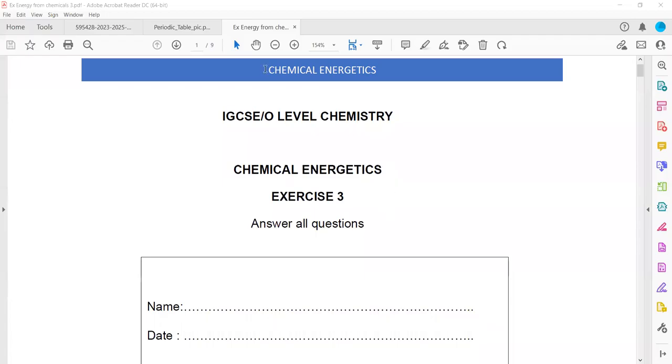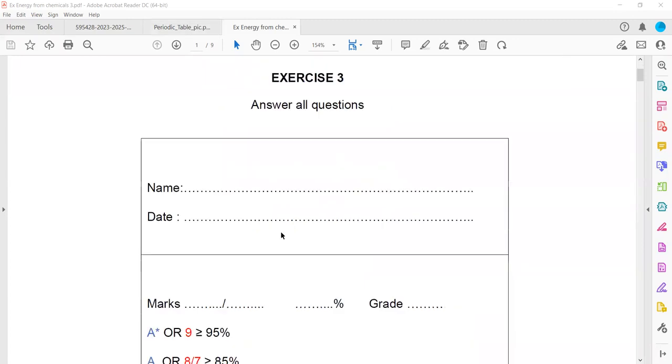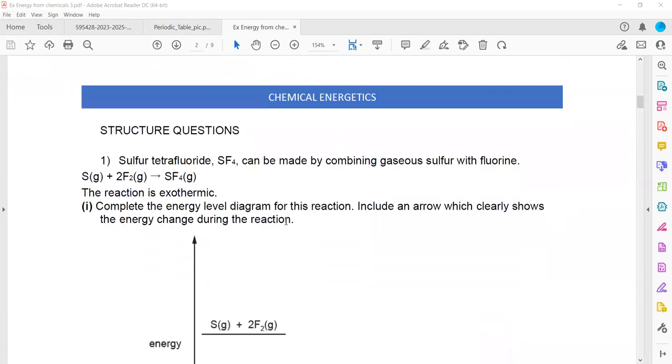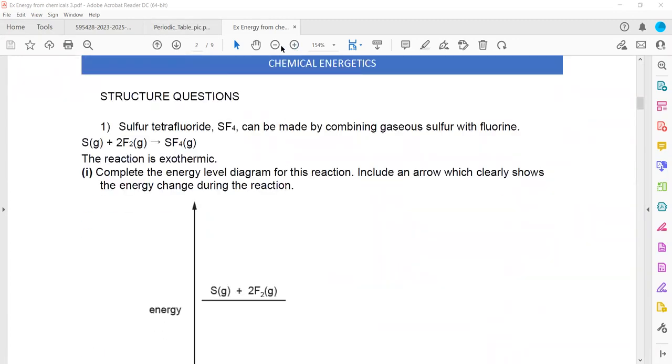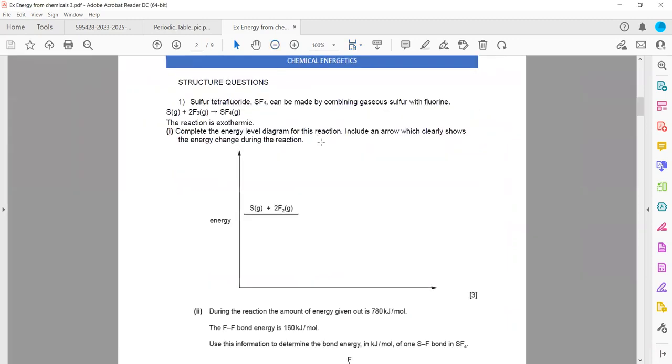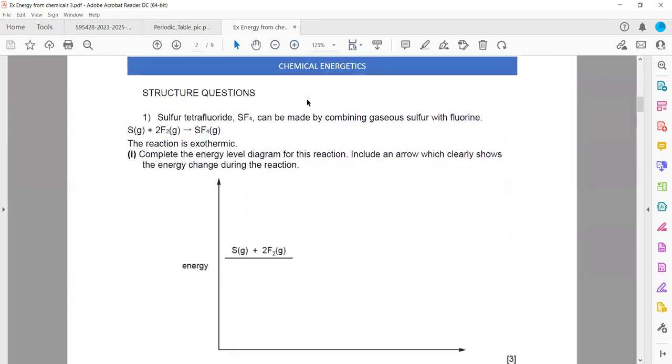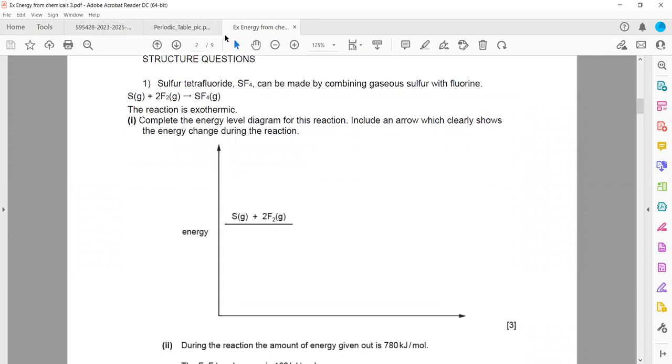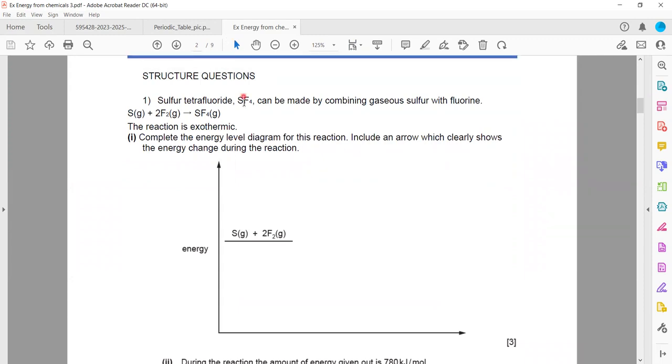So this is a chemical energetics exercise, structure questions. In the first question, sulfur tetrafluoride, which is SF4, can be made by combining gaseous sulfur with fluorine. The equation is shown: gaseous sulfur mixed with 2 moles of fluorine gives sulfur tetrafluoride.